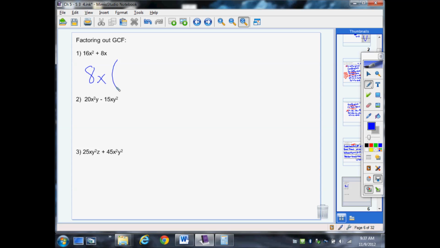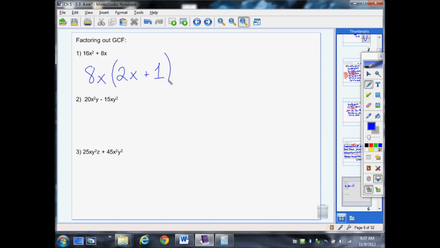If I divided 16 by 8, that leaves me with 2. And I had 2 x's, I took 1 away, so that leaves me with 1 x. If I divide 8 by 8, that gives me a 1. There was 1 x, I took it away, so I'm done. Good, bad, indifferent?